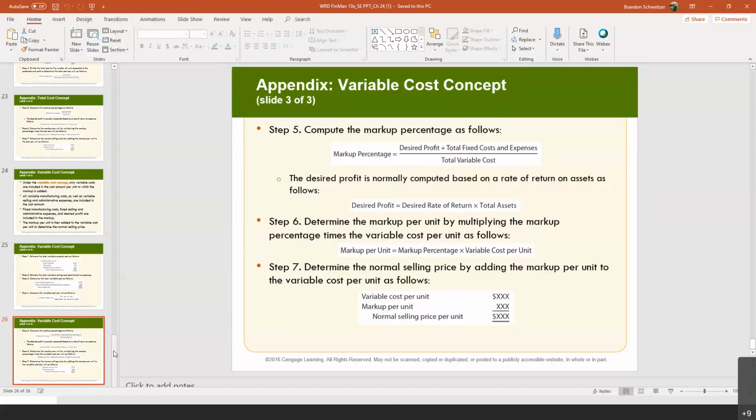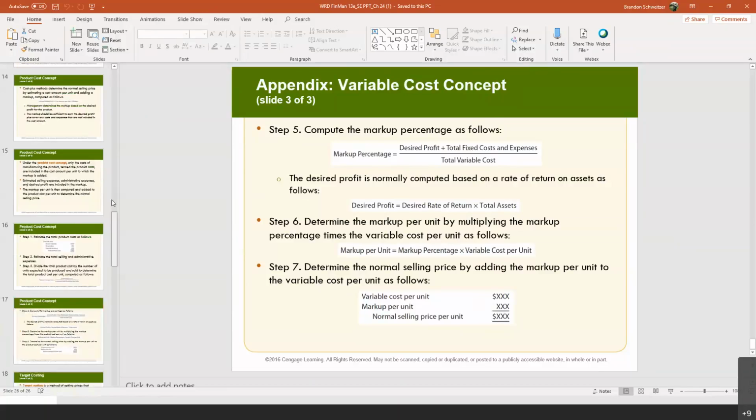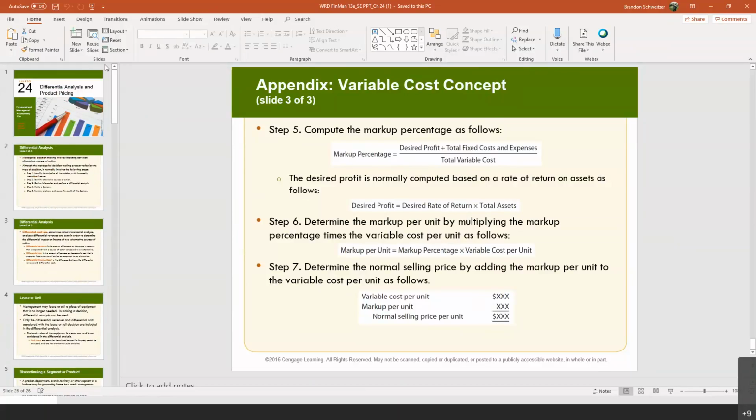And that, my friends, is the end of chapter 24. So again, this was the abbreviated version of chapter 24.